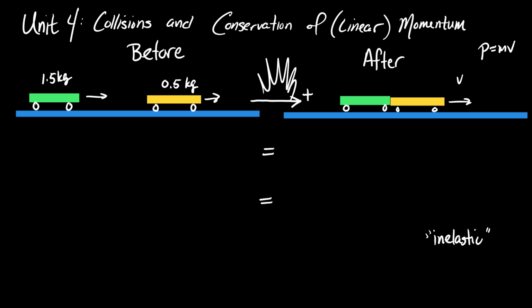Let's make it a collision. 2 meters per second, 1 meter per second. And let's say during the course of this collision, the cars do not stick together. And that after the collision, this car is traveling at 1.6 meters per second. How fast is the green cart going?